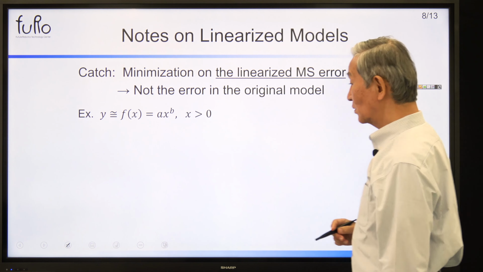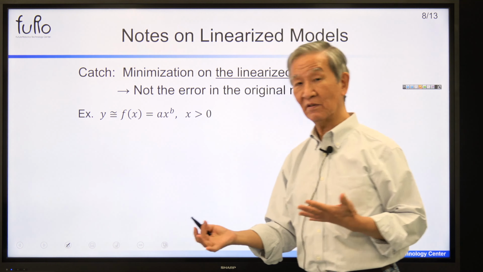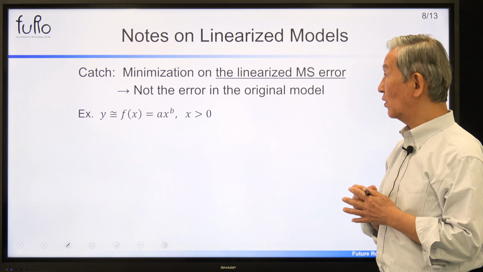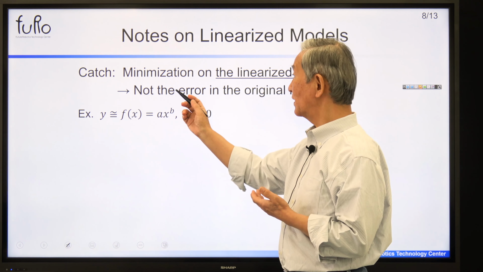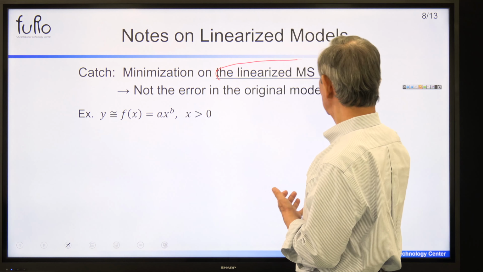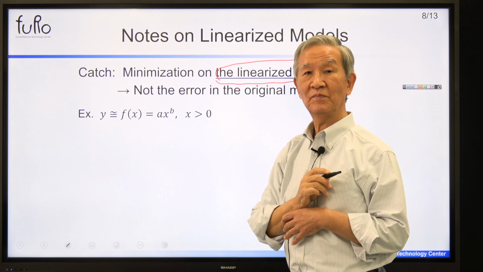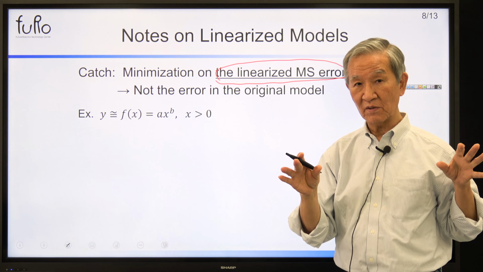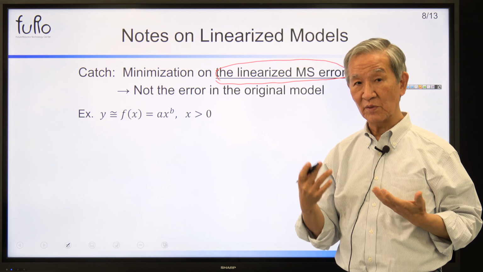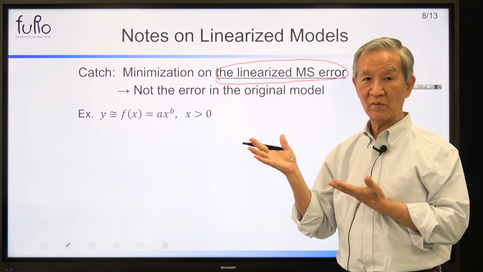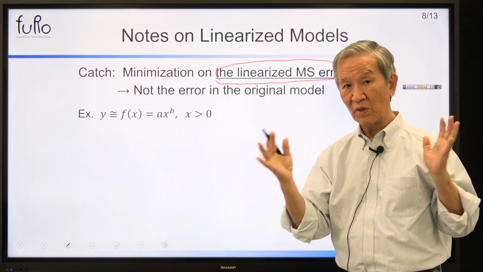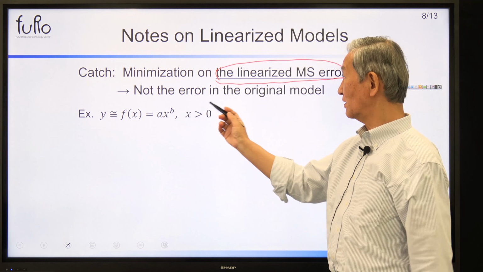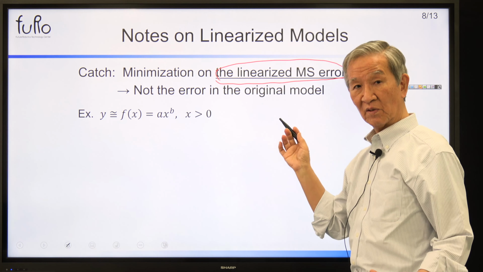So what we can do is we can apply the same technique to come up with the model parameters. Here's a catch though. We will minimize the linearized error. Because we have to linearize the model equation in order for us to be able to use the same technique, the error we are minimizing is the linearized RMS error, which is of course not the same as the original error.